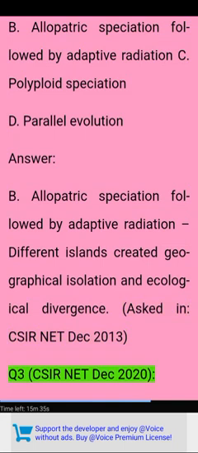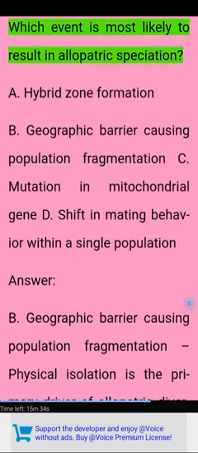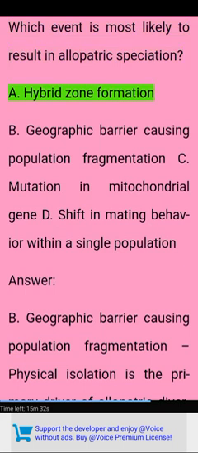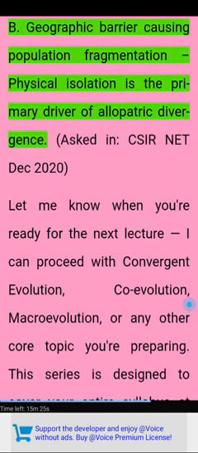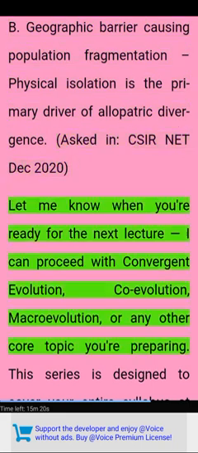Q3, CSIR-NET Dec 2020. Which event is most likely to result in allopatric speciation? A. Hybrid zone formation. B. Geographic barrier causing population fragmentation. C. Mutation in mitochondrial gene. D. Shift in mating behavior within a single population. Answer: B. Geographic barrier causing population fragmentation. Physical isolation is the primary driver of allopatric divergence. Asked in CSIR-NET Dec 2020.